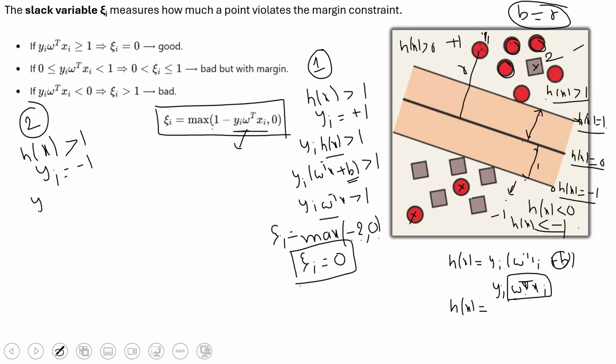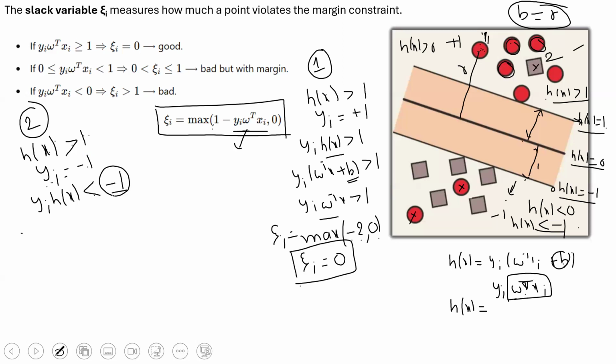Now let's say yi into h of x. H of x is nothing but w transpose xi, when b is equal to 0. Yi into h of xi will become less than minus 1, right? Because h of x is greater than 1 and yi is minus 1, multiplying these two, 1 into minus 1 becomes minus 1. The greater than flips to less than because we have a minus multiplied on the other side. So yi into h of xi will become a negative value.